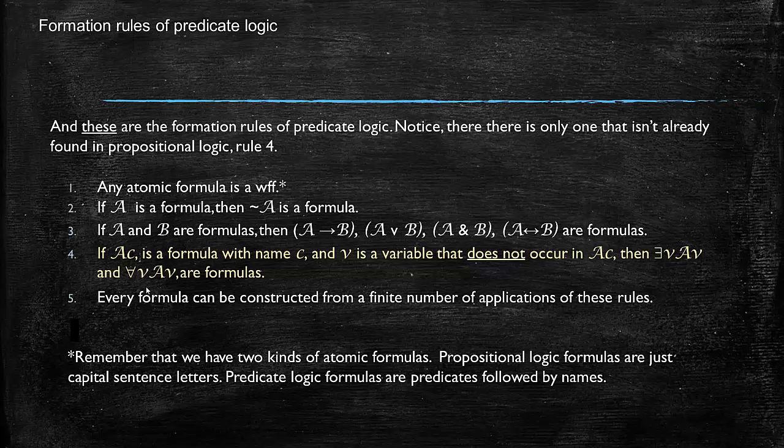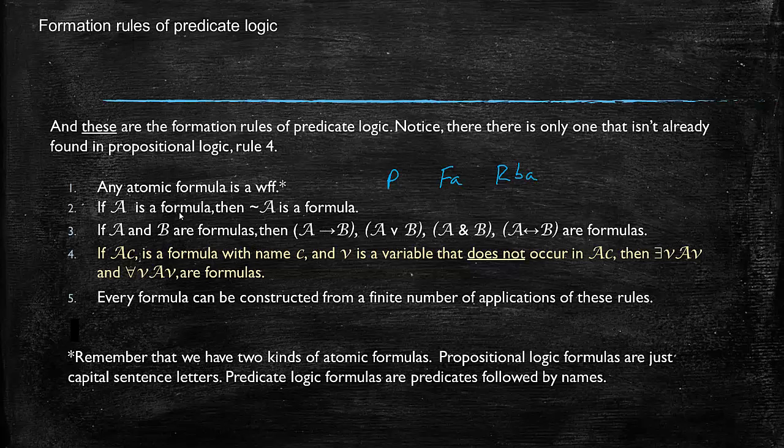Now, the formation rules are all identical to propositional logic, except for one. So we have 1 through 3, which are from propositional logic. So any atomic formula is a WOOF. Now I have asterisked this to remind you that atomic formulas now can be something like, say, P, but they can also be something like, say, Fa or RBA, right? These are all atomic formulas now, because they can't be broken apart, they can't be made any smaller. They're not connected with any kind of a connective.